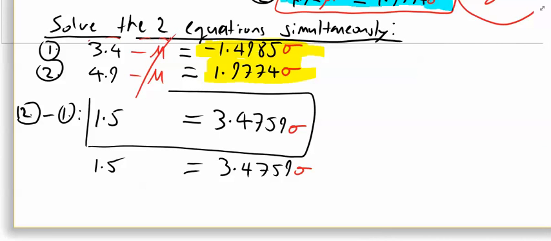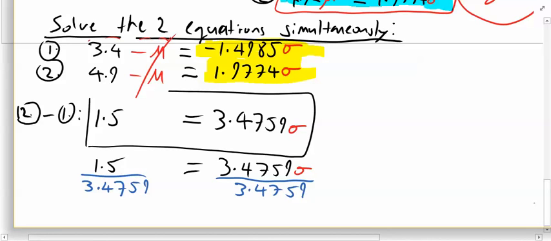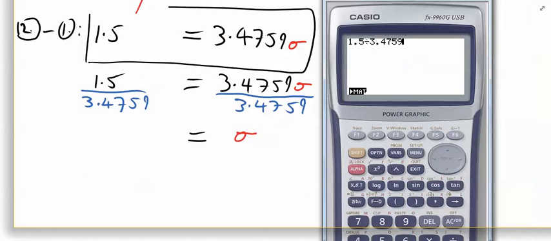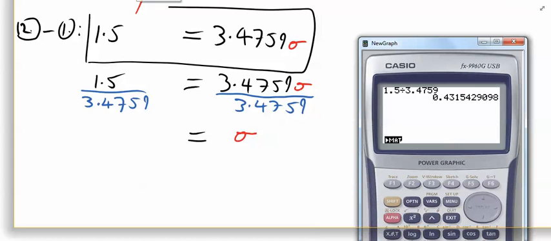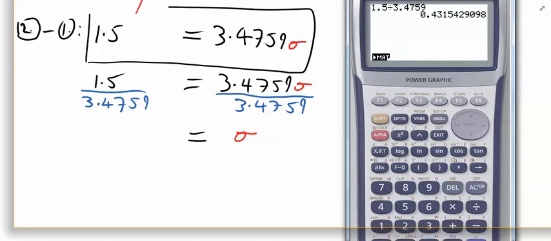So divide both sides by 3.4759, and I get 1.5 divided by 3.4759 equals 0.4315 to four significant figures, which must be my standard deviation. I'm actually not going to round it just yet, because I know I'm going to be using this number again. I can round it in my answer, but I can also save it on my calculator, so I don't lose any accuracy.